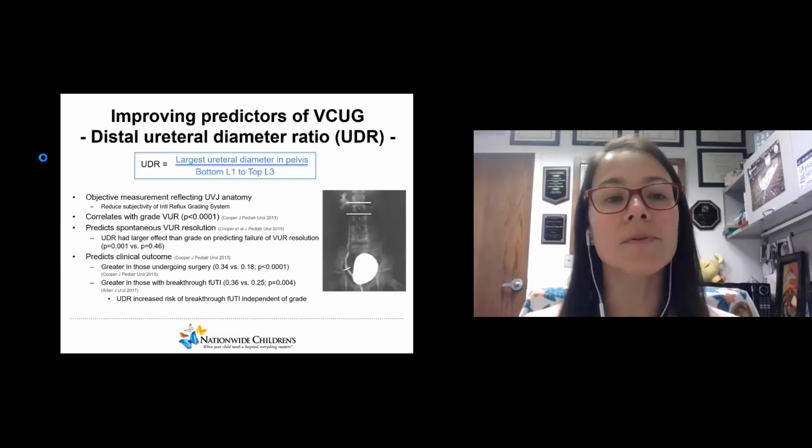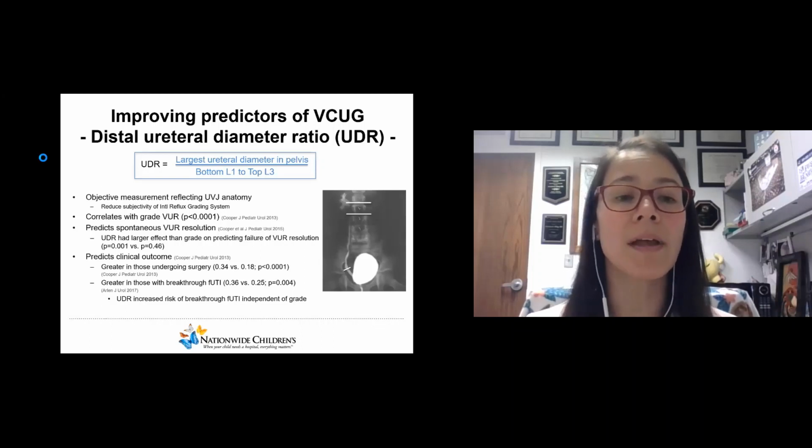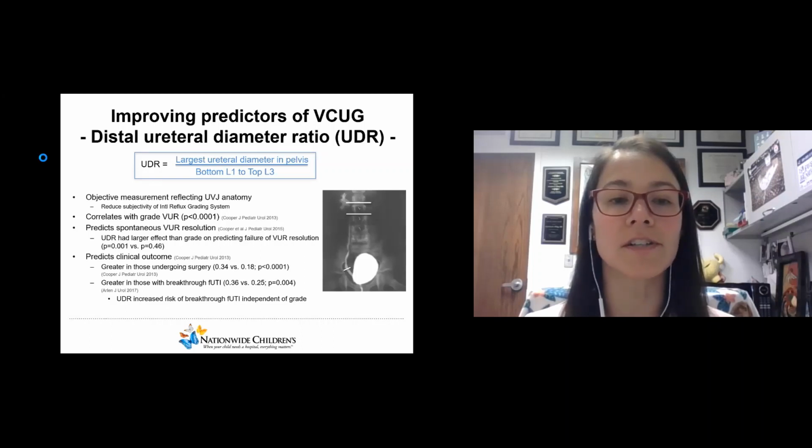They found that UDR correlates with the grade of reflux, and that it can predict the spontaneous resolution of reflux. They found that UDR had a larger effect than the grade on predicting failure of VUR resolution. They also found that UDR predicts clinical outcome, and that the UDR is greater in those undergoing surgery and greater in those with breakthrough febrile urinary tract infections. And this was independent of grade.